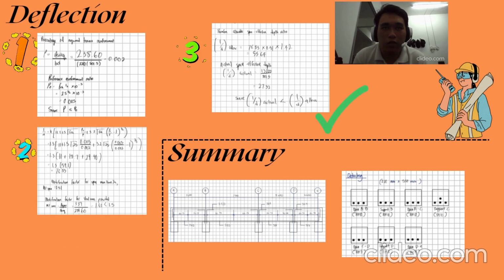So last but not least, I'm going to talk about the deflection of my continuous beam. So as you can see, my PO is bigger than my P, and then as you can see from here, the LD allowable is bigger than my LD actual, which means the condition is okay. And this deflection goes the same for my whole span.